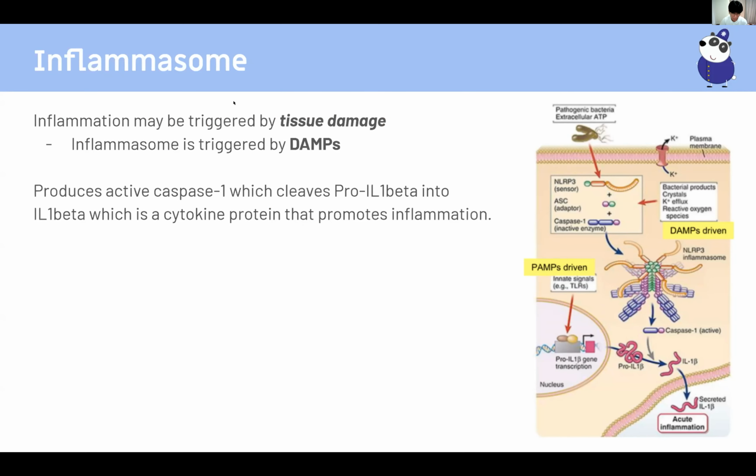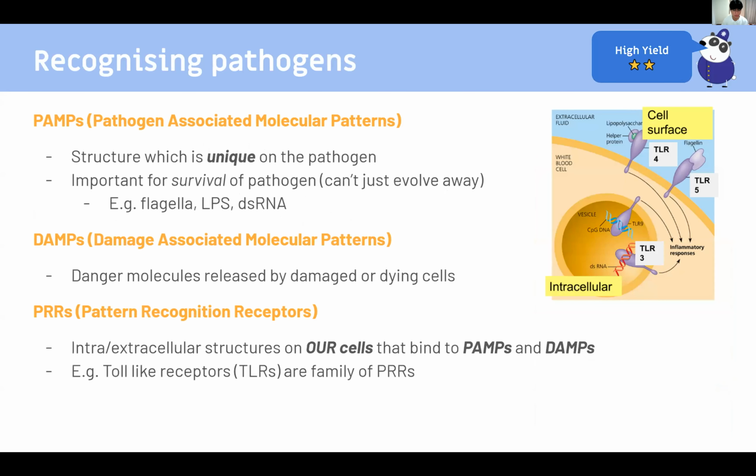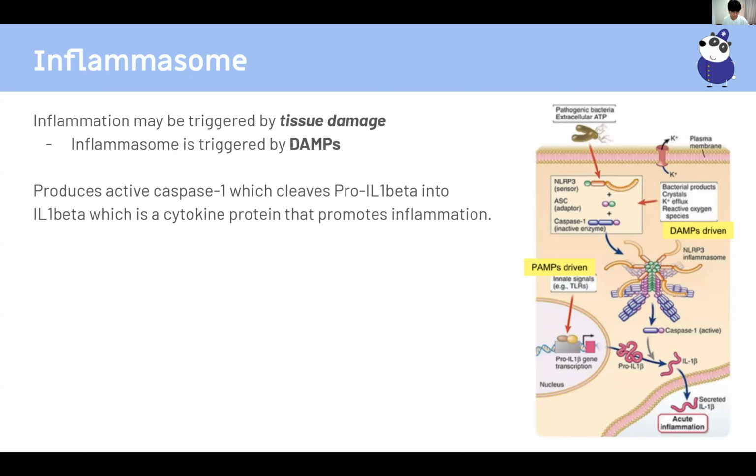Now, inflammation can be triggered by tissue damage, and the inflammasome is triggered by DAMPs. As we talked about, DAMPs are the damage-associated molecular patterns released by damaged or dying cells. It basically produces active caspase 1, which cleaves pro-interleukin-1 beta into interleukin-1 beta, so the pro is removed, meaning it's active, which is a cytokine protein that promotes inflammation. On the right side, there's a diagram, and just understanding this is more than enough for inflammation.